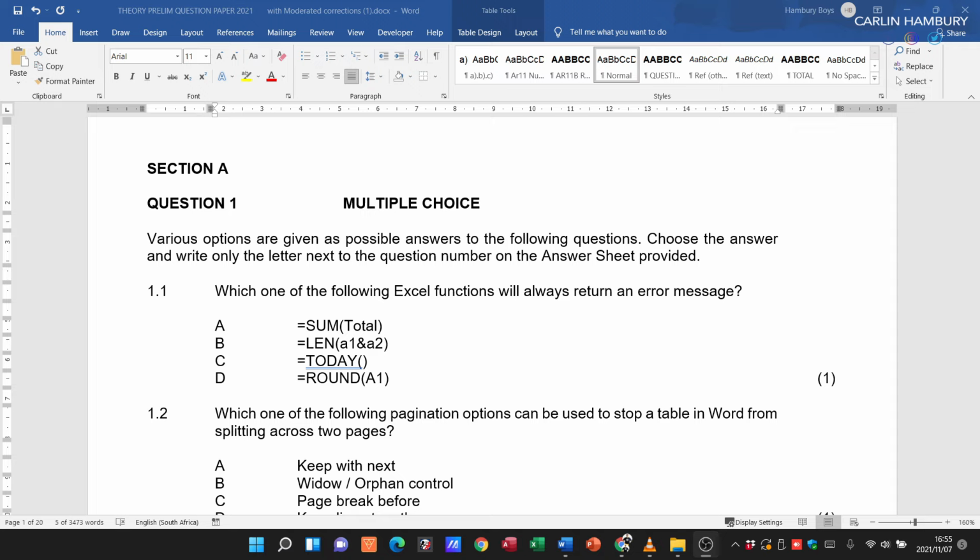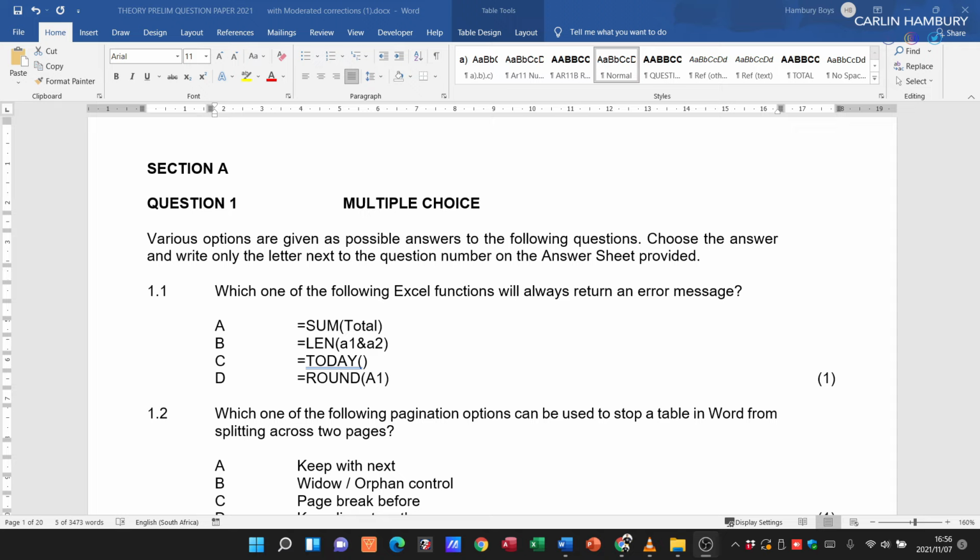So in this video, we're going to go through an IEB paper. In fact, it was the one in the September prelim. We're going to go through this, and obviously combined with everything else that we've got on the channel, that should be enough to prepare you for the task ahead. So let's go through this paper. First section deals with multiple choice.